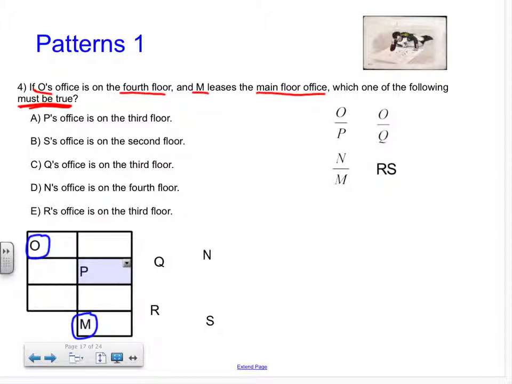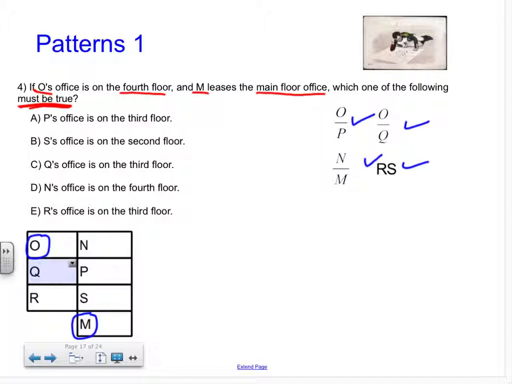So what else do we have? We know that RS need to come over here because they're a package deal. We know that N needs to be on top of M. And let's try Q right there. So let's just see if this works first to make sure that all the conditions are met. O is above P, O is above Q, N is above M, and R and S are together. So P's office works on the 3rd floor, but does it have to be?